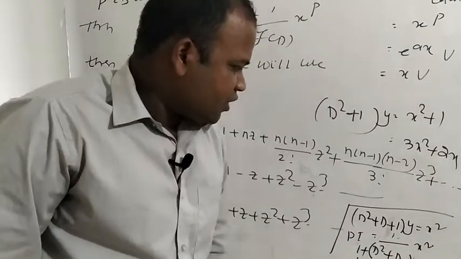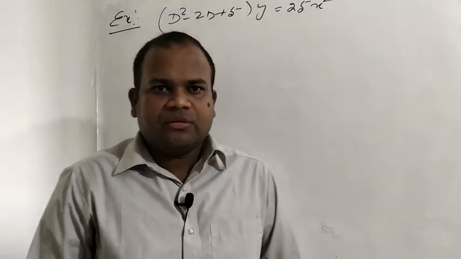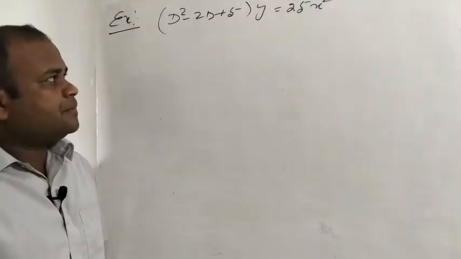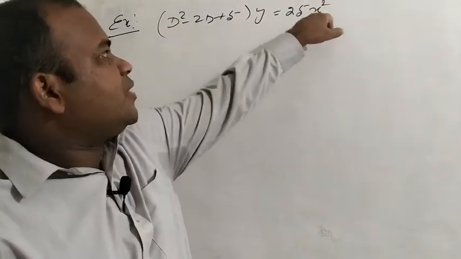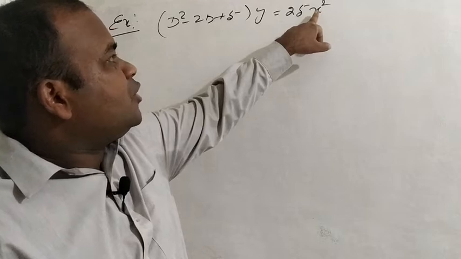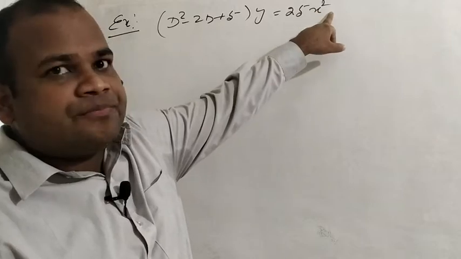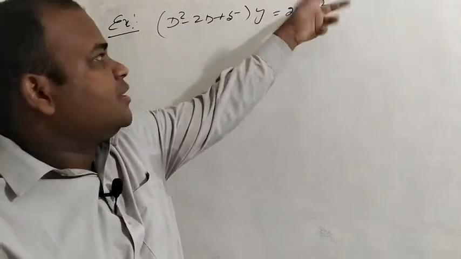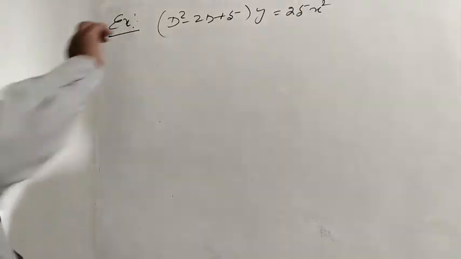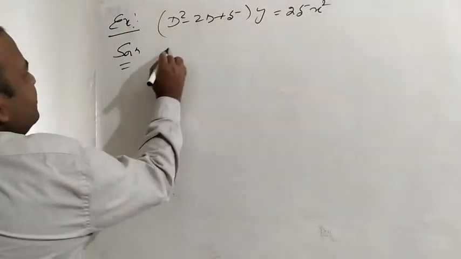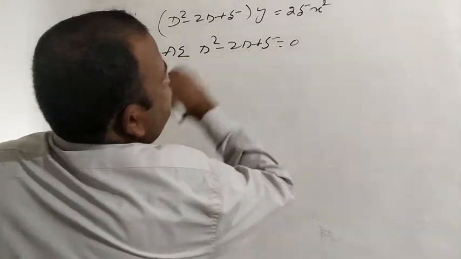Now we will solve the various types of problems based upon type 3, x raised to p. So p means x square. In this way, if you see 25x square, 1 plus x, 1 plus x square, so x square is there, which means you will use type 3. First you find the CF solution. So the auxiliary equation is d square minus 2d plus 5 equals 0.